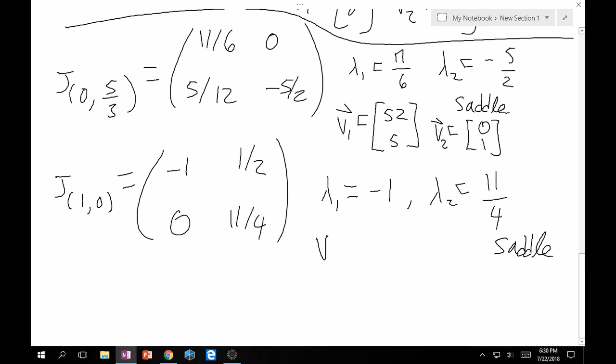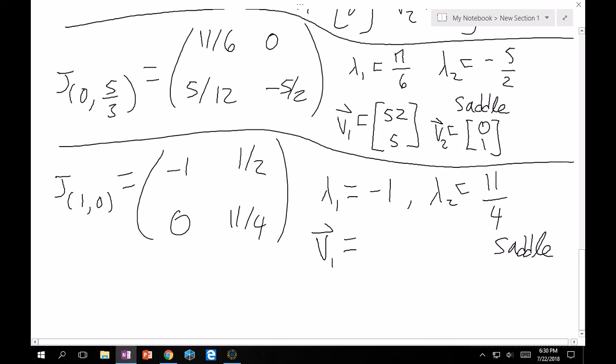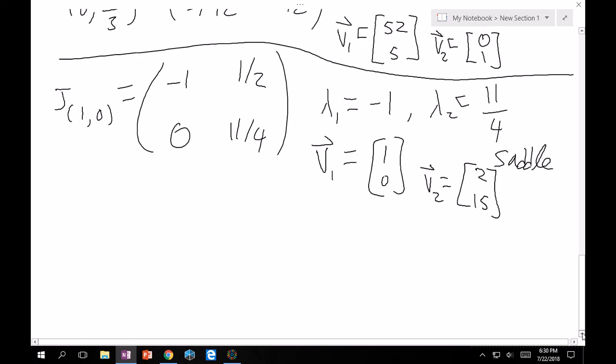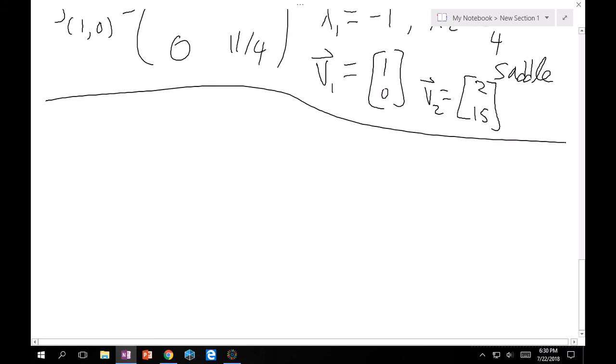And our first eigenvector, again, I'll draw this line so we can separate these out. First eigenvector is going to be (1, 0). And then our second eigenvector is, again, the weird one, which is (2, 15). Cool. And then let's do our special point. What was it? (2, 2), right? Yeah. Is going to give me minus 2, minus 1/2, minus 3, 1 up here.